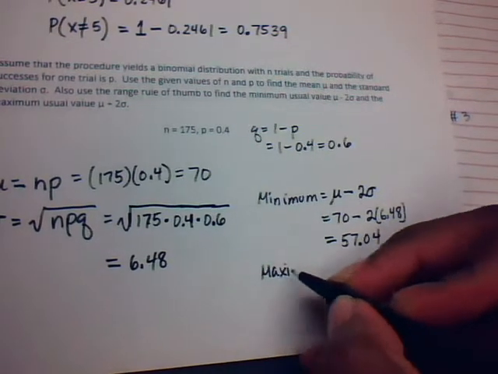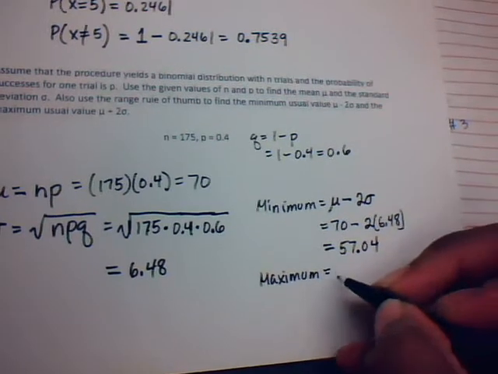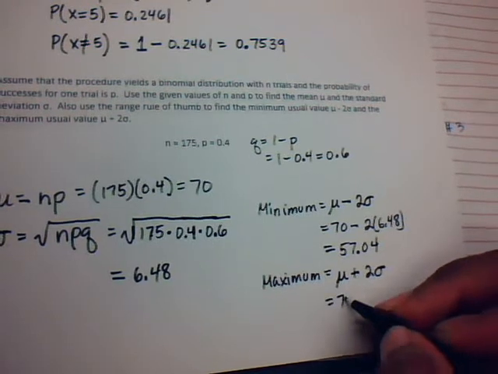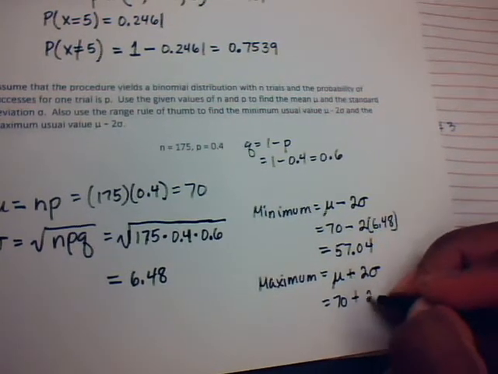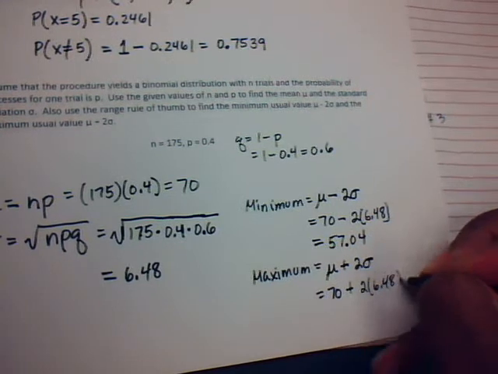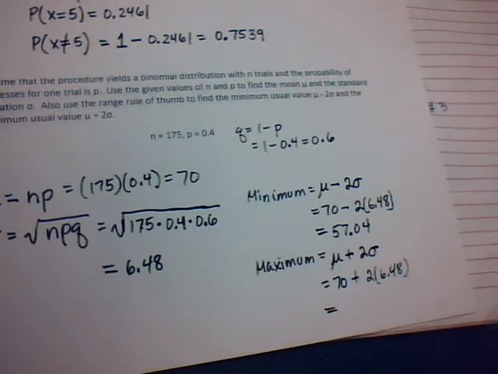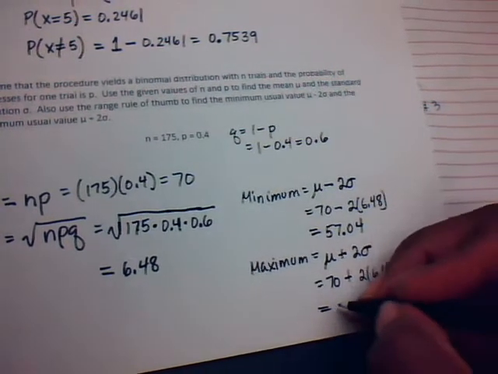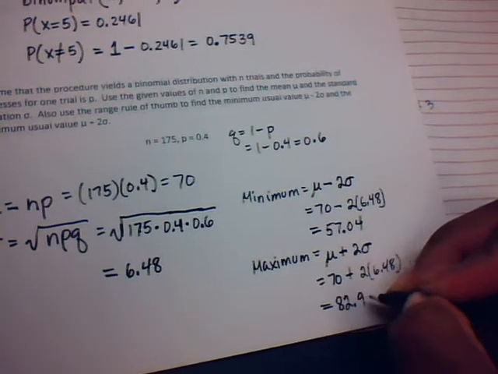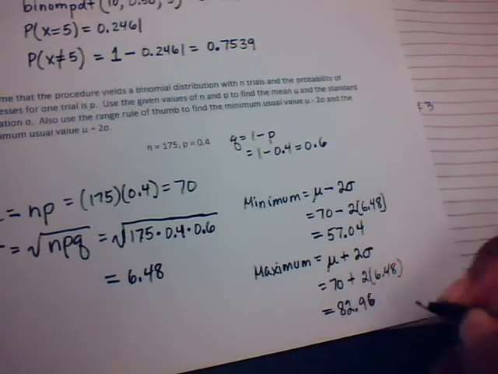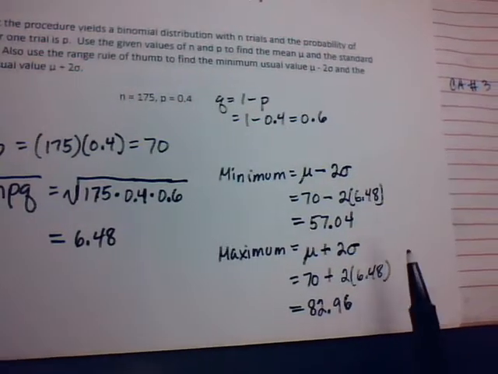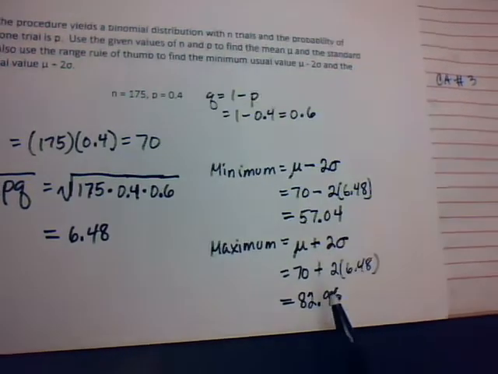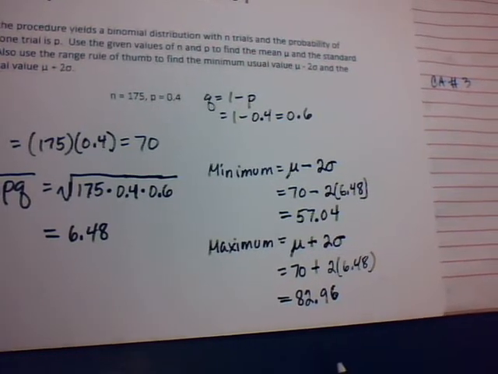Now for the maximum, you'll have mu plus 2 times sigma. So 70 plus 2 times 6.48. That'd be 82.96. So the minimum usual value will be 57.04. The maximum will be 82.96.